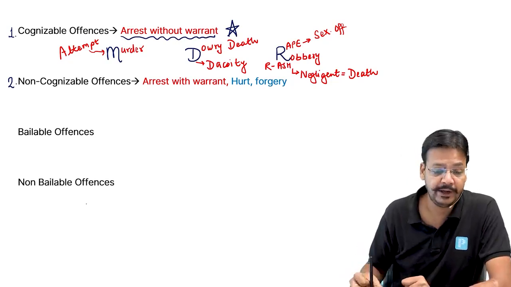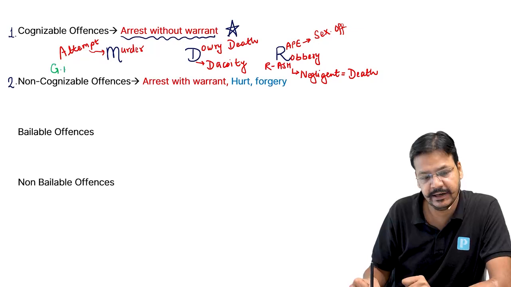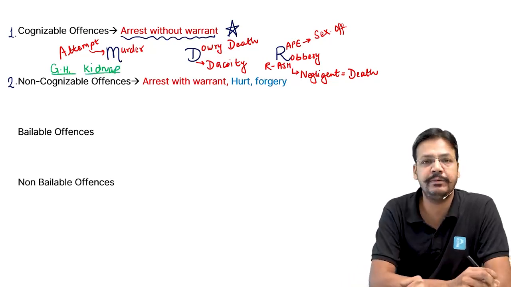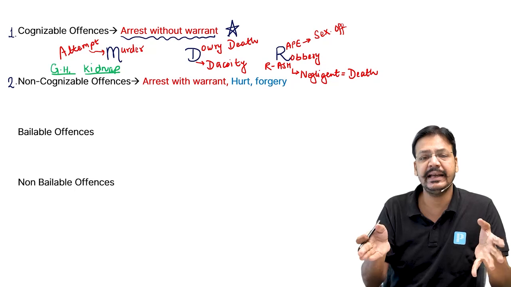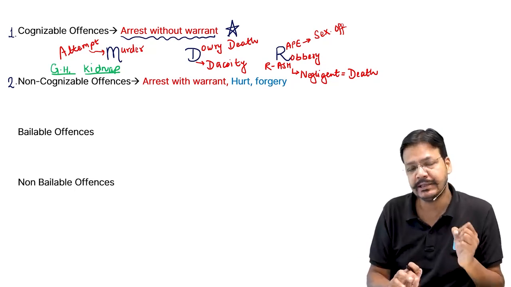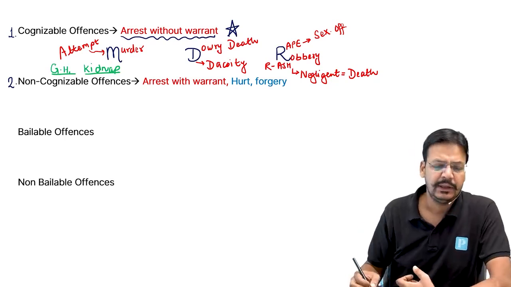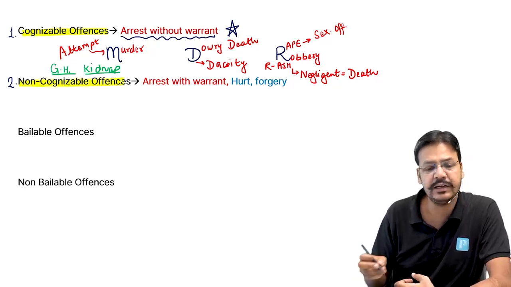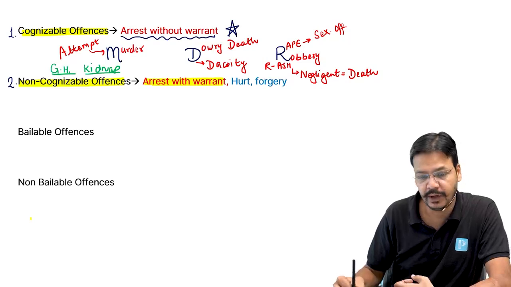And if you want to add two more, you can write down here grievous hurt and even kidnapping. This is also an important part of cognizable offense. Arrest without warrant. So these are the examples of serious crimes where police can arrest a person without warrant, cognizable. So the opposite definition is very simple. We have discussed cognizable offense; non-cognizable is arrest with warrant. Very simple, arrest with warrant.